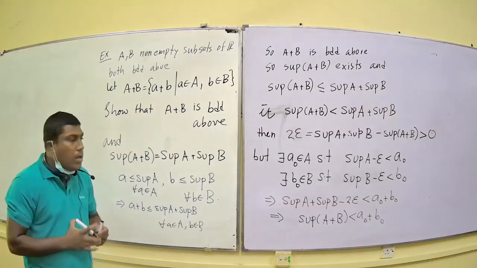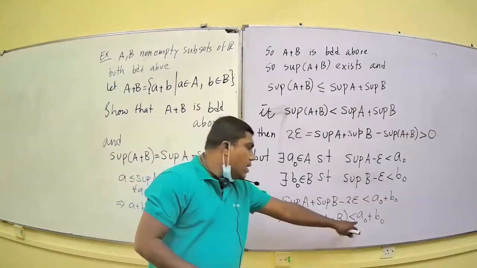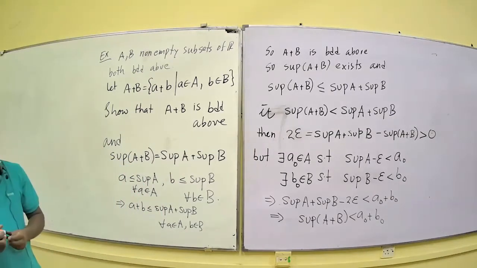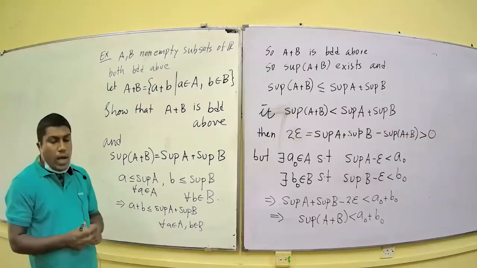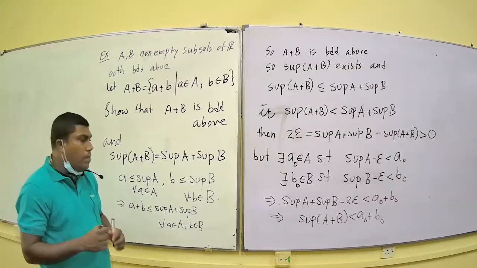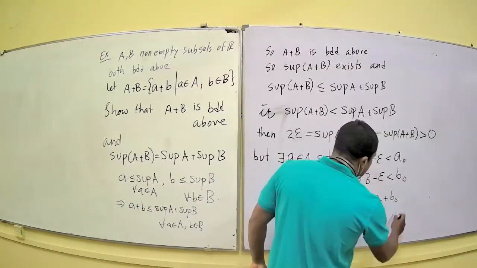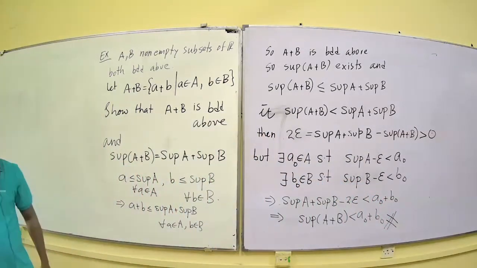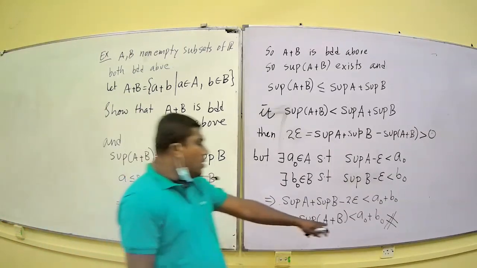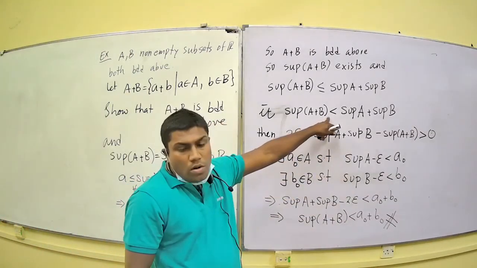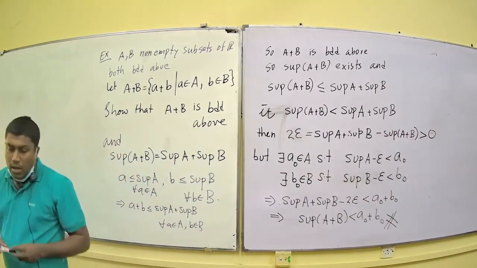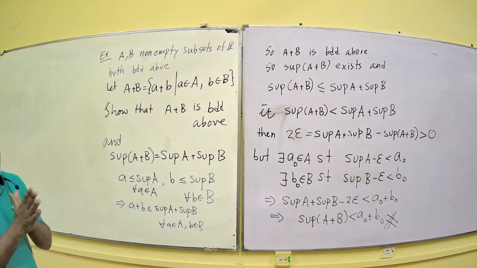So sup B here. You can see that supremum of A plus B is less than a naught plus b naught. That is not possible for a supremum, right? For a supremum, you cannot have any number bigger than the supremum. And so this is a contradiction. I am using this notation to say that this is a contradiction. If this is a contradiction, then your assumption is wrong. So the strict inequality is false.